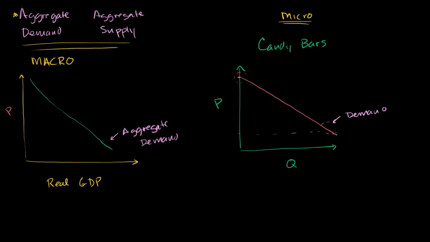The first is called the wealth effect. Let me write these down. The first is called the wealth effect.